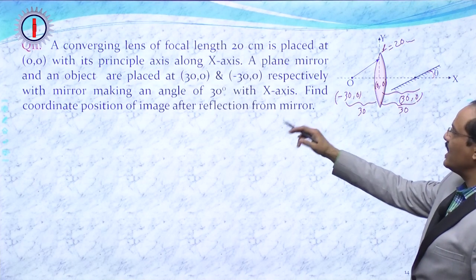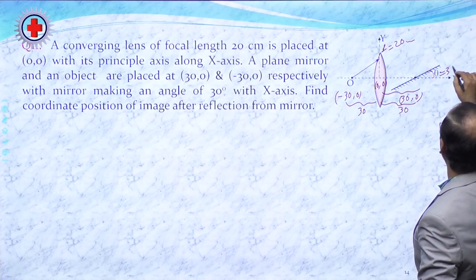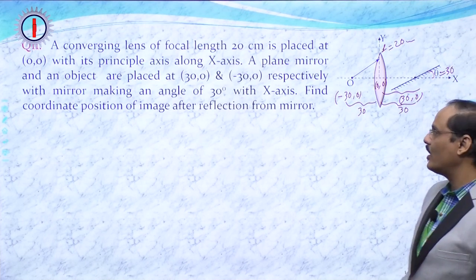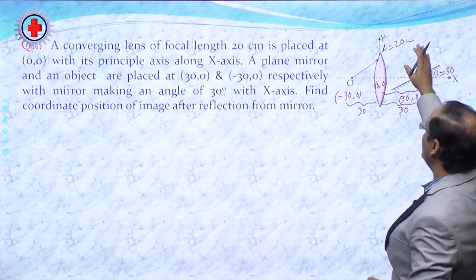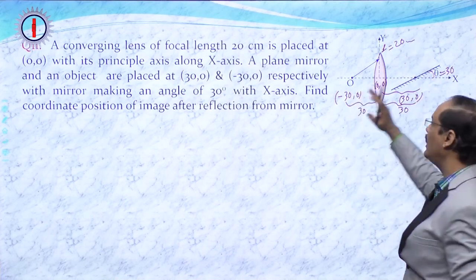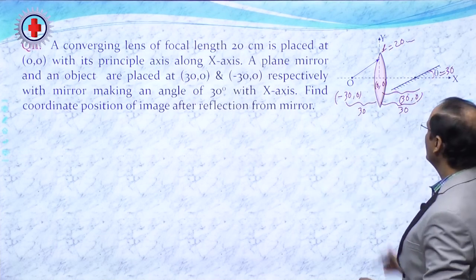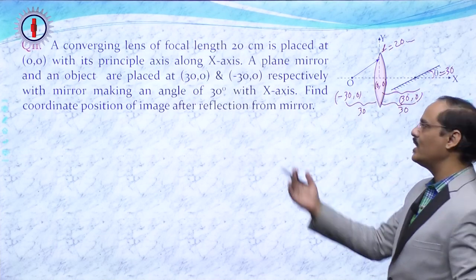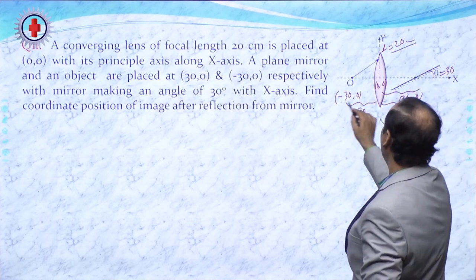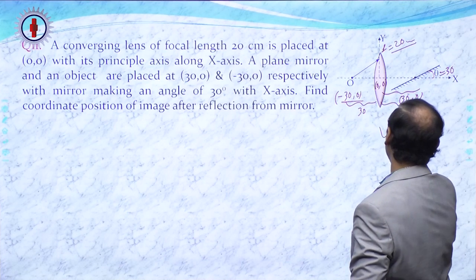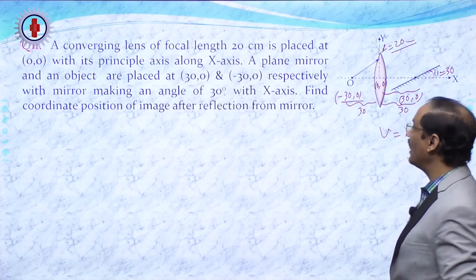So, this particular distance is 30, and this particular distance is also 30, with the mirror making an angle of 30 degree with the x axis. Find the coordinate position of the image after reflection from the mirror. So, you need to find the image after reflection from the mirror only, you do not need to get a re-image from the lens again. First for the lens, as we have seen previously, if the focal length is 20 and the object distance is 30, the image distance comes out to be 60 centimeter, which you can calculate.